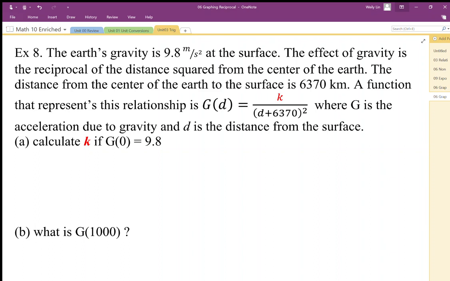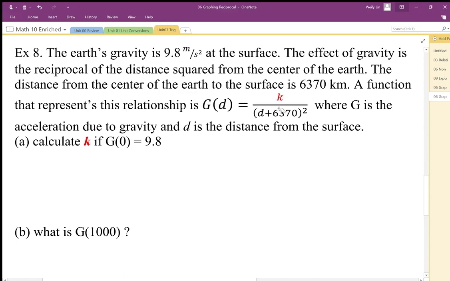An example of a reciprocal function would be Earth's gravity. So Earth's gravity at the surface is 9.8 meters per second squared, and the effect of the gravity is the reciprocal of the distance squared from the center of the Earth. And the distance from the center of the Earth to the surface is 6370 kilometers. So the function looks like this.